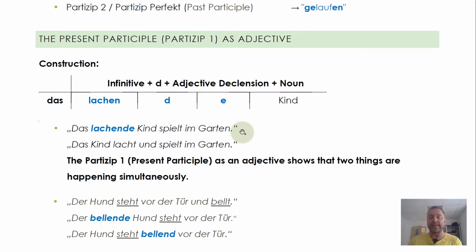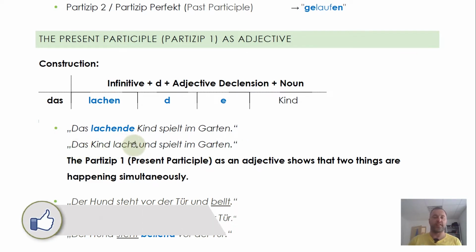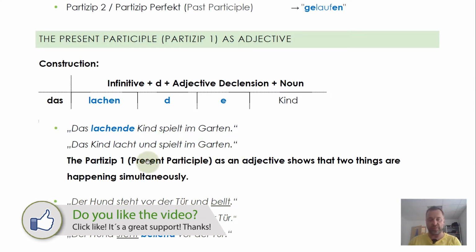Das lachende Kind spielt im Garten. So, the laughing kid plays in the garden. Here in English, you would use the ing version of the verb. So das lachende Kind spielt im Garten means das Kind lacht und spielt im Garten. So that means two things are happening simultaneously. The kid is laughing and it's playing in the garden. Both things happen here simultaneously.